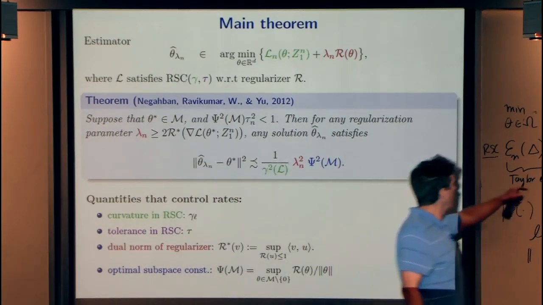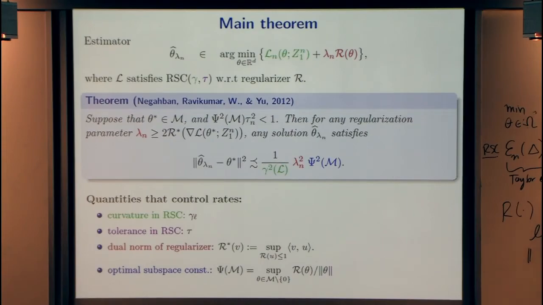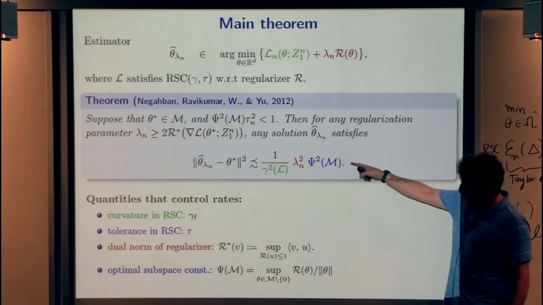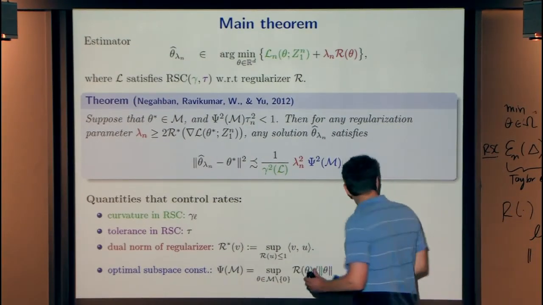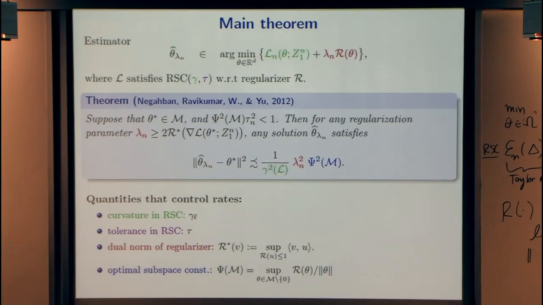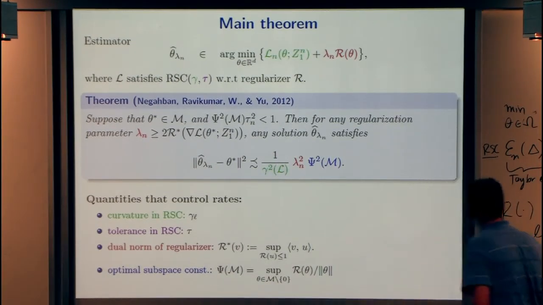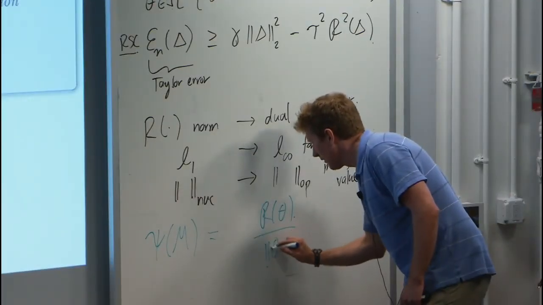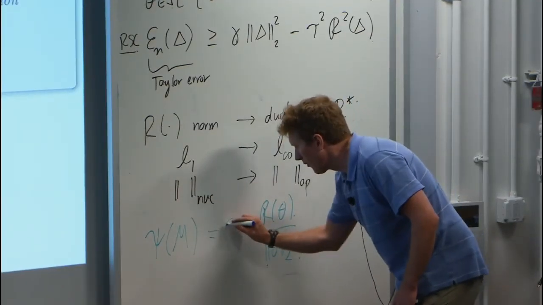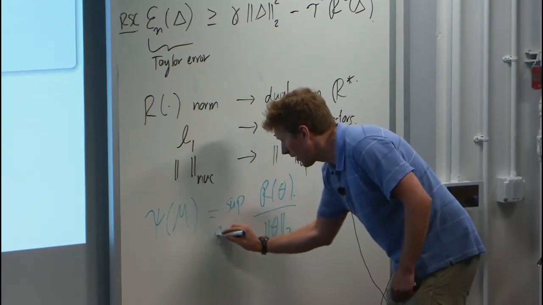So you have a curvature here. You have larger curvature, you get a better error. And a third quantity, which is a geometric quantity, which just measures when you look at your model subspace and you ask how much bigger can your regularizer be than your norm on that space. Okay? This is like a Lipschitz constant. It measures how large can the regularizer be compared to the L2 norm in a worst case sense over the subspace over which you're trying to estimate.